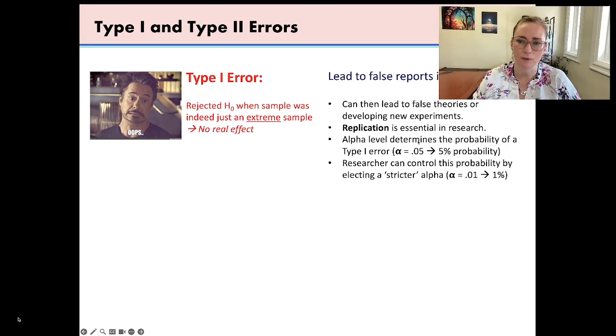So the alpha level actually determines the probability of a type 1 error. The probability of committing a type 1 error is the alpha level, meaning I have a 5% probability of committing a type 1 error, which doesn't seem like it's very large, but it still happens. So researchers can control this by setting a stricter alpha level, such as 1%, or even more stringent, 0.1%. That means 0.1% of the time am I going to make this error.